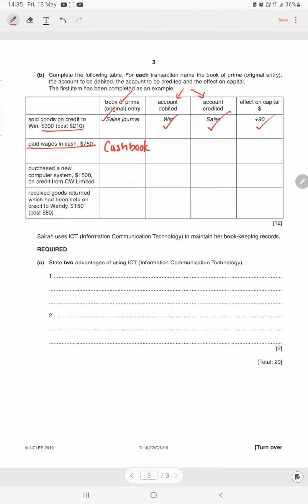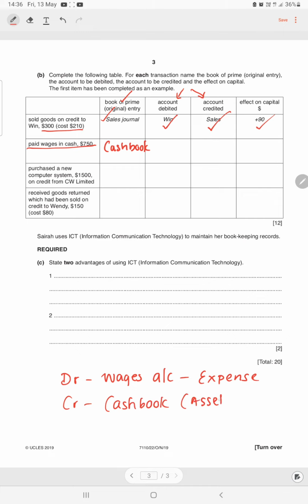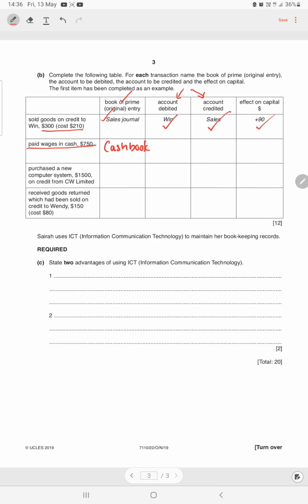So this is paid wages in cash. Wages is an expense, so you debit the wages account, because you pay expenses, which means your expenses have increased. You credit your cash book. Why? Because it's an asset, and when you pay, the value decreases. Understood? You paid cash, so your cash balance and asset decrease, credit. So the double entry is debit the wages account, which is the expense account, and credit the cash book.